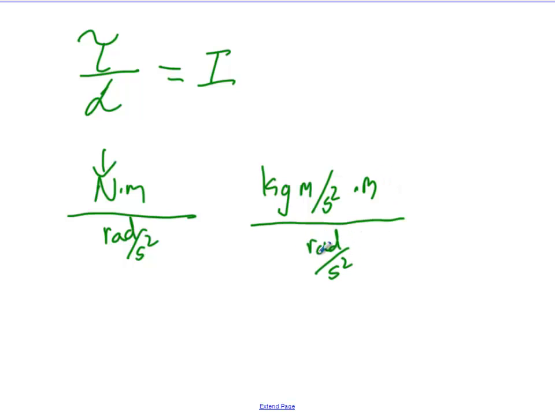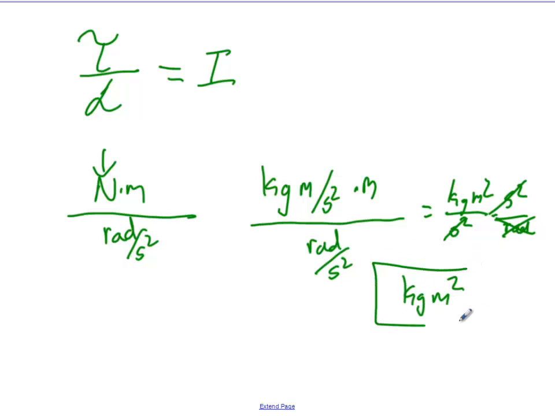Now remember, a radian is just a placeholder. It's a dimensionless unit because it's calculated distance to distance. It's a ratio of arc length to radius. So I have meter times meter, which gets me a kilogram meter squared per second squared. And now I can invert and multiply my second squared per radian. Second squared cancels my second squared. My radian is just a placeholder I don't need anymore. So a kilogram meter squared. This is the unit of moment of inertia, kilogram meter squared.